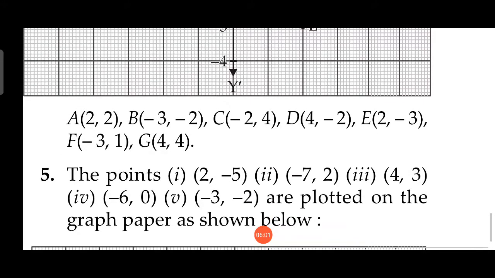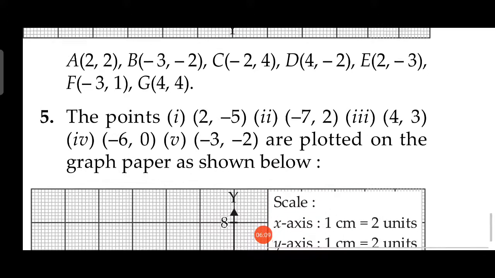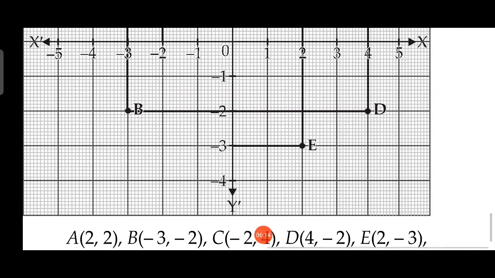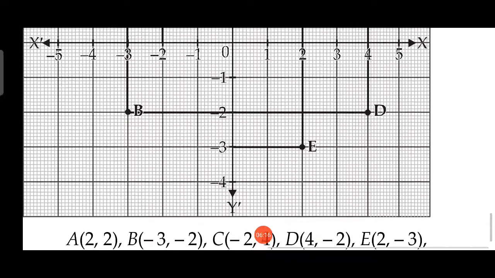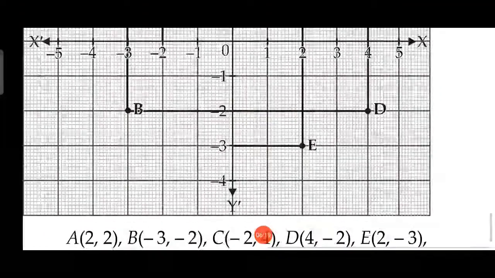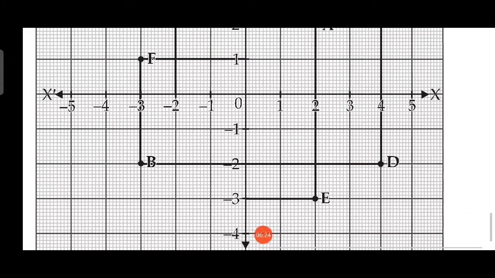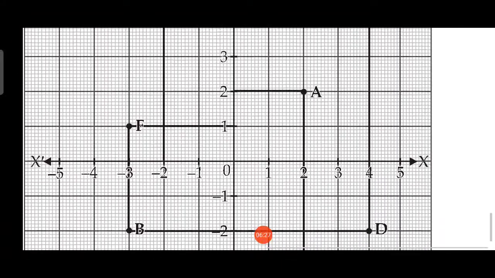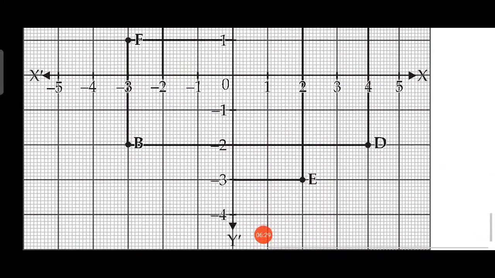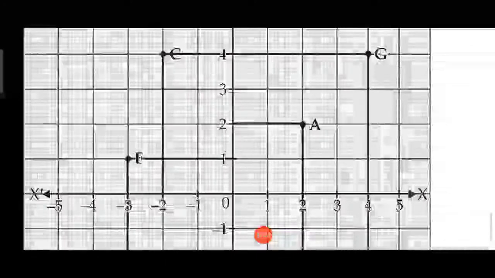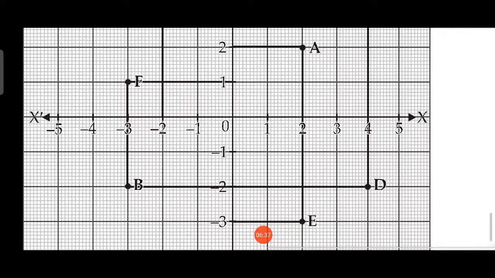This type of question is not mentioned in your question bank, so we will just try to understand this type of question. Accordingly we have to write. Suppose here I consider B. So minus 3 and minus 2 I have to consider. Here you can see this minus 3 and minus 2 on B. Then if you see A, this is 2 and 2. You can see the x and y axis.